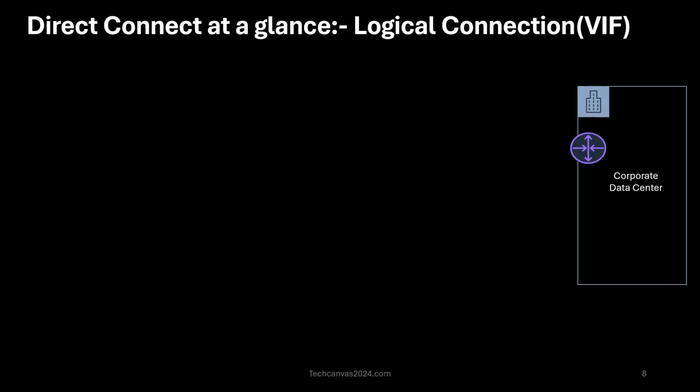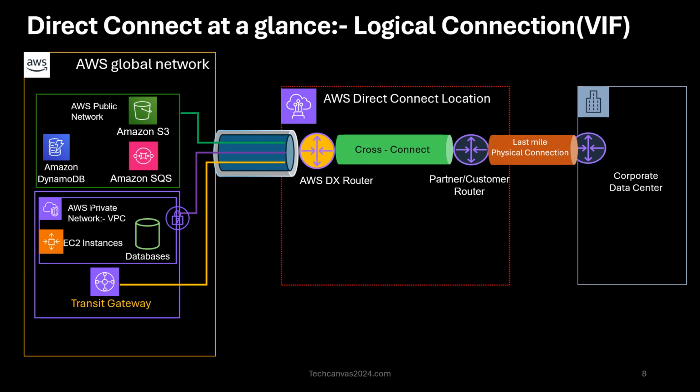Let's talk about the logical connection, virtual interfaces. Currently AWS supports three kinds of virtual interface: the public interface, the private interface, and the transit interface. Each interface has a different purpose, right?